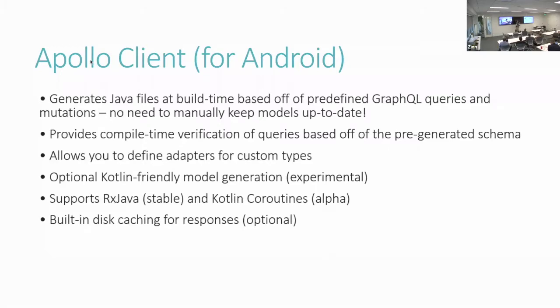Apollo supports built-in disk caching for responses. It's an optional feature. At Simple Nexus, we have it turned off because we already have a Room-based caching system in play. But if you don't want to use Room for whatever reason, you can just have Apollo client cache responses for you. And supposedly it has a certain amount of offline usability when you do that. I've not dived into that myself, but it sounds pretty cool. So, all right, let's demo Apollo client in the context of an Android app.